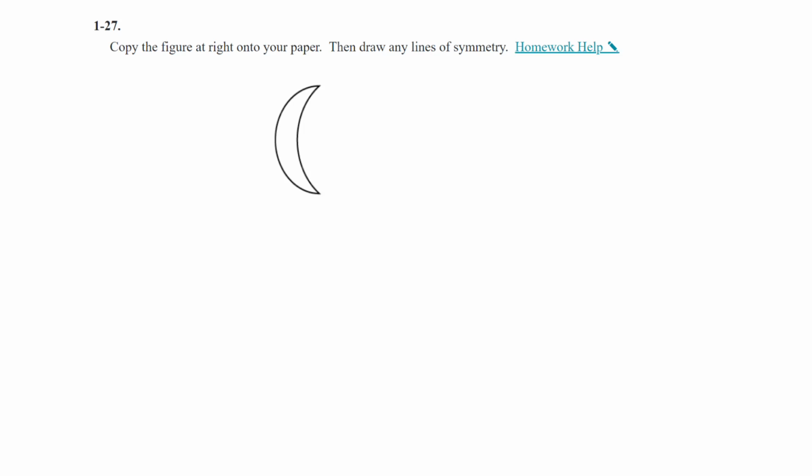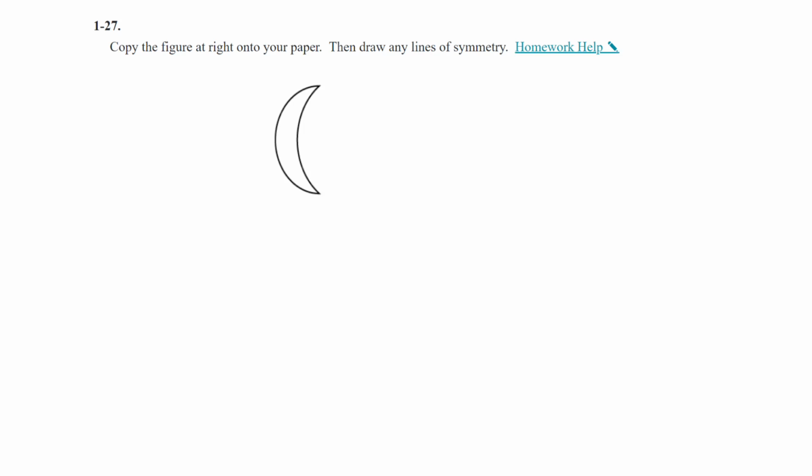Question 27, copy the figure on your paper, then draw any lines of symmetry. So remember, lines of symmetry, what we're trying to accomplish is to draw a line so that when we fold it over, it matches up on the other side. So obviously that first line I drew does not match up. You got a point here. It should match up with a point over here, and it does not. So we're looking for any lines of symmetry, however many you can possibly draw.